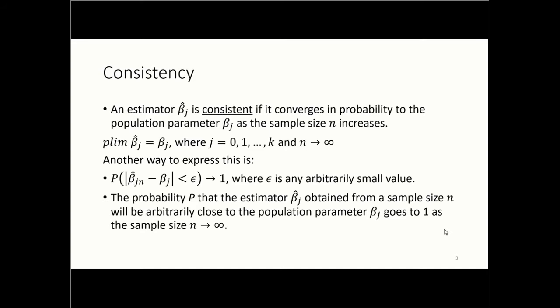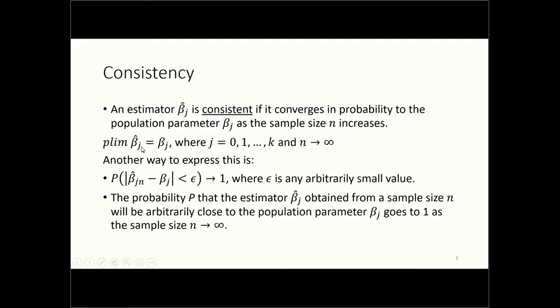So let's provide the definition of consistency. An estimator, beta hat j, would be consistent if it converges in probability to the population parameter beta j as the sample size n increases. So here we have an estimator, a coefficient, beta hat j, that is different from the population parameter beta j, but it converges in probability to it as the sample size increases.